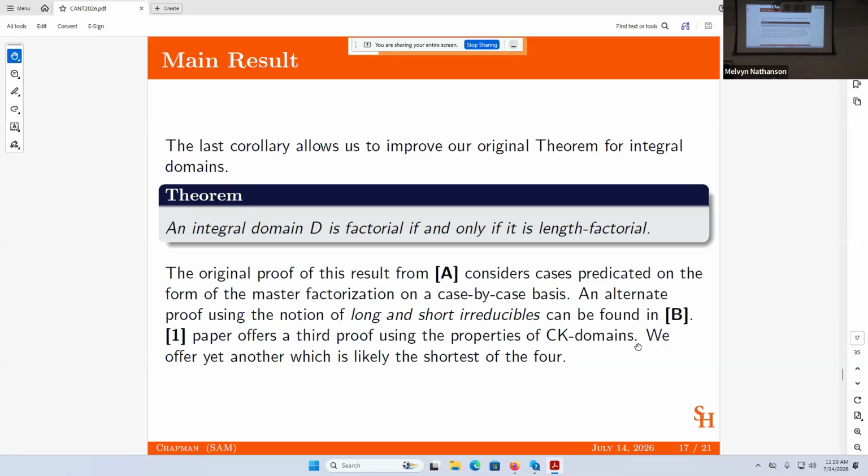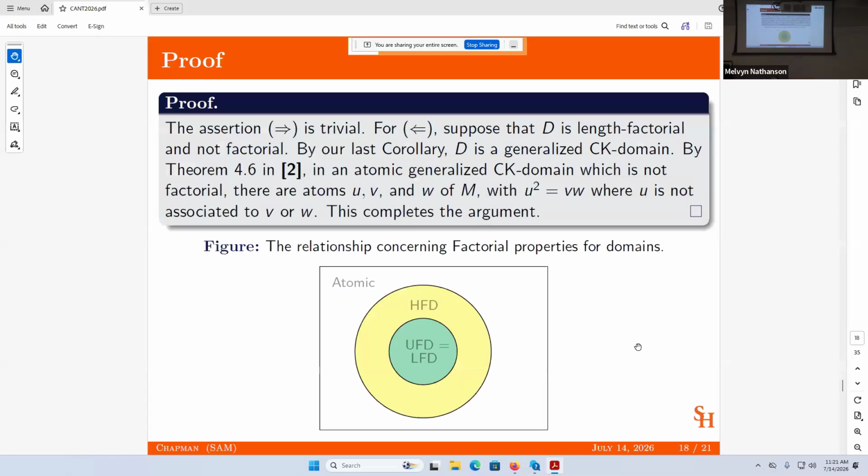I want to make sure there's no misunderstanding here. This is not a new result, but there's a different proof of it in this paper. And just to show you that our proof's probably the simplest one, I think. It does rely on material on generalized Cohen-Kaplansky domains, but I can scratch it out there in 5 lines.